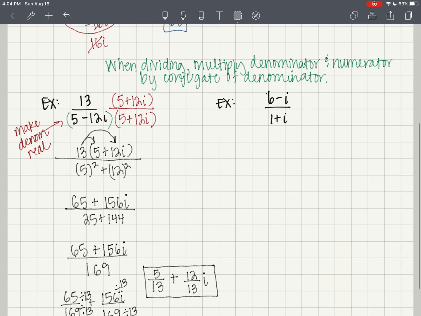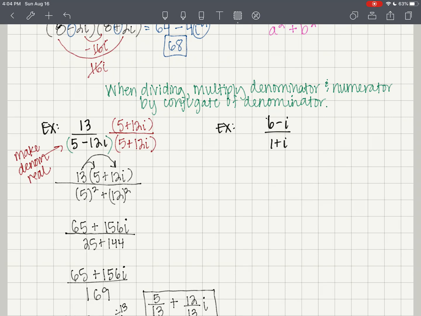Okay, so let's try another one. 6 minus i over 1 plus i. 6 minus i over 1 plus i. In fact, let's do this as a try, and I'll come back in the next video and I'll give you the answer.